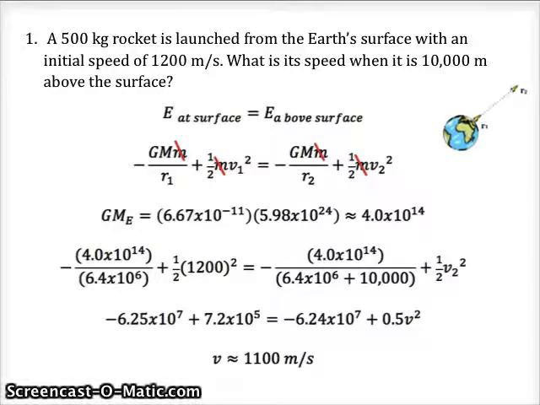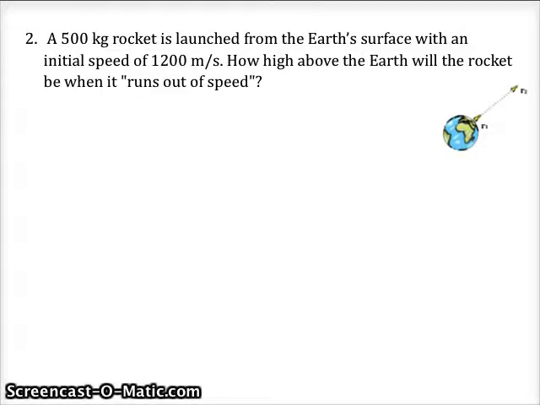In the last video, we determined the speed that this rocket would have if it reached a certain height above the surface. But we can kind of add a little bit more to that, answer a second question, where we wonder how high can the object actually go? Okay, it was still traveling at 1,100 meters per second when it was 10,000 meters above the surface. How high will it actually reach before it starts to fall back down towards the Earth? Right. So this is question 2 then on your practice work. How high will the rocket reach when it runs out of speed?